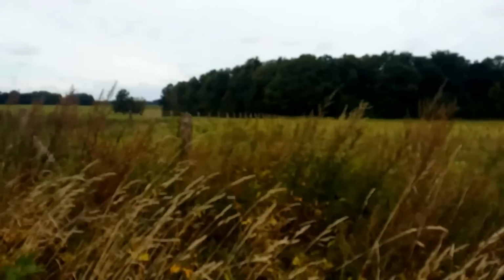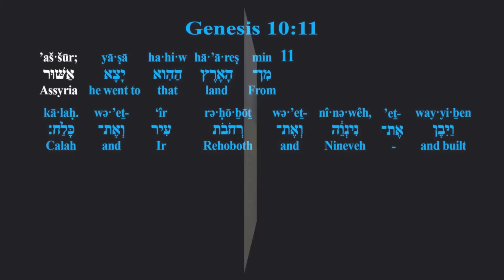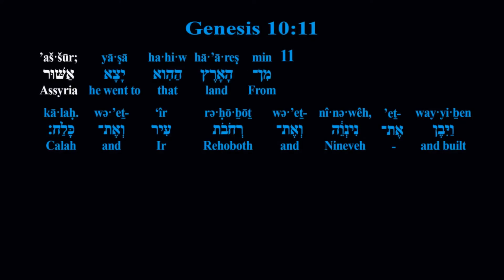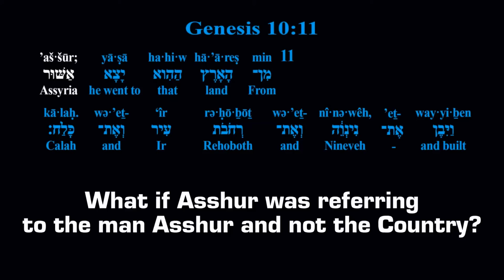But what about that translation? Let's go back to the original Hebrew in Genesis 10:11. And since Hebrew is a nimble language where words can mean different things based on the context, what if most of the translations of the Bible got it wrong, and that this word in verse 11 was referring to the man Asher and not the country Assyria?